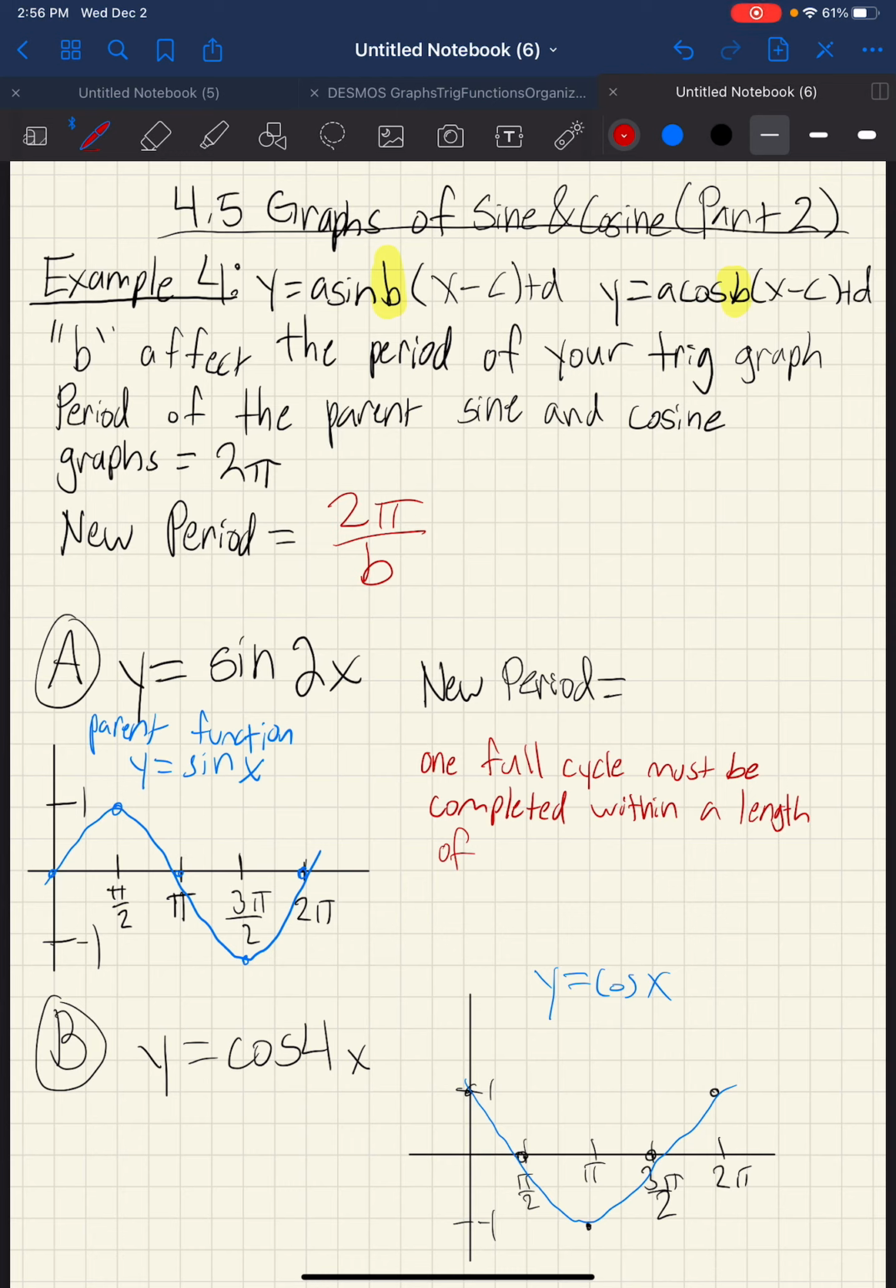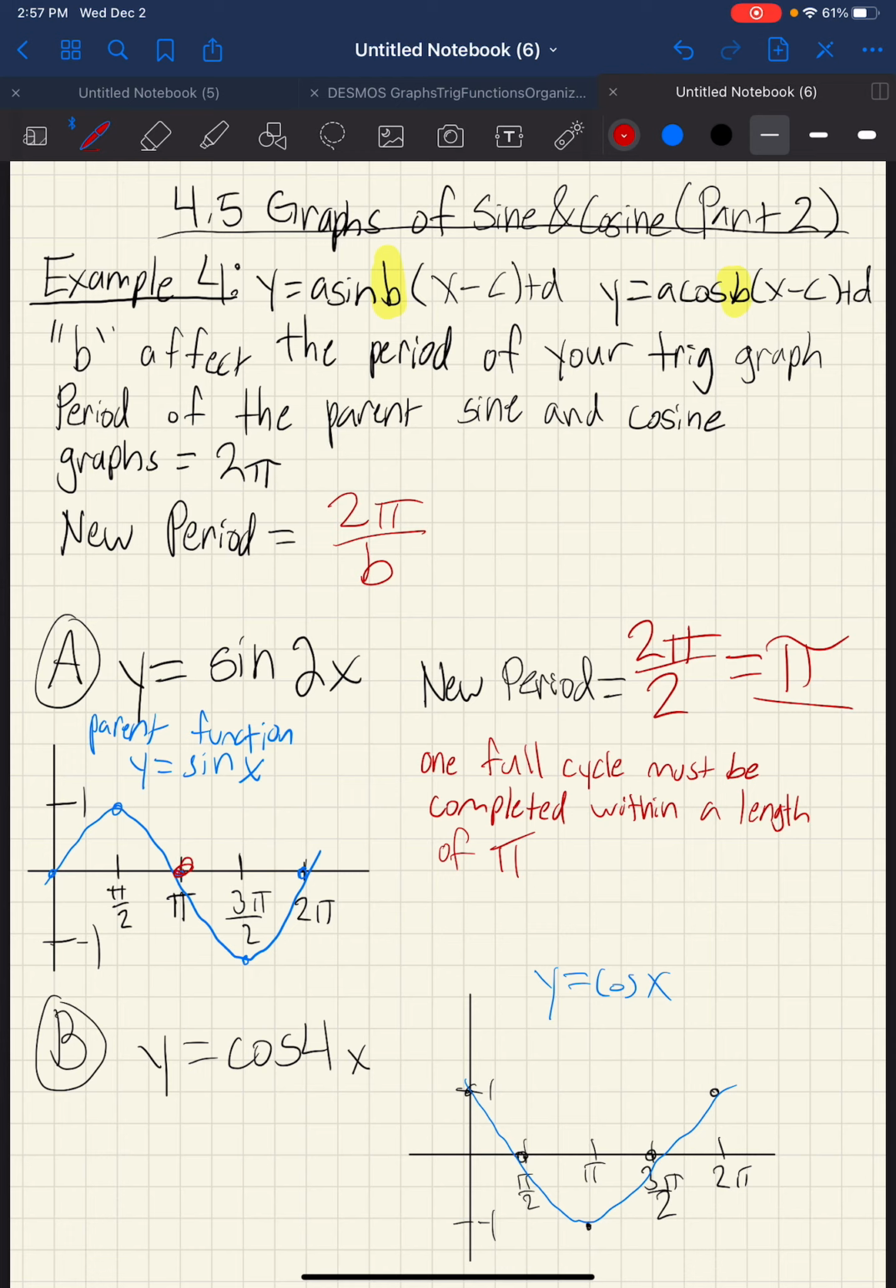So our y equals sine 2x. Here's a new period. So you would plug this in to 2 pi divided by, and your b is 2. Once you do that, you get your answer, which is pi. So now our one full cycle must be completed within a length of pi. So you're like, okay, how do we do that? So you see how in sine it ends at 2 pi? Now since the new period is pi, it ends at pi.